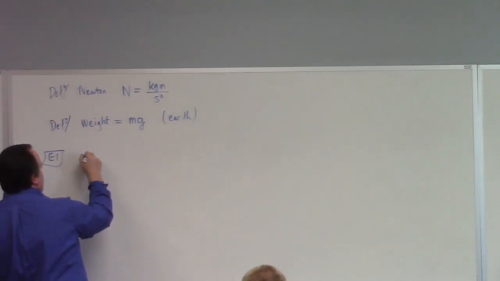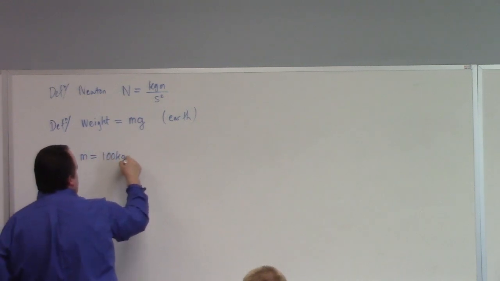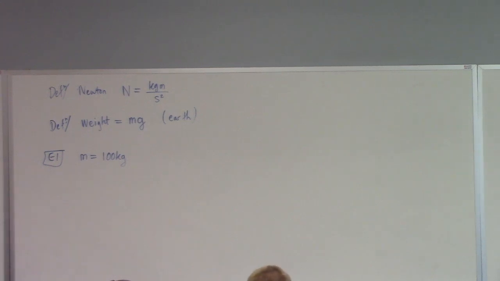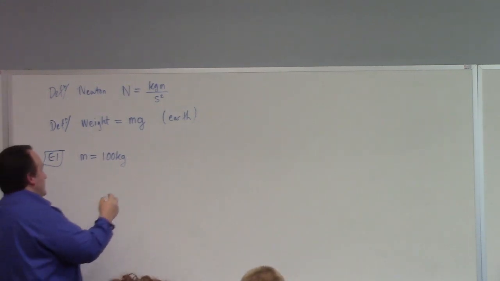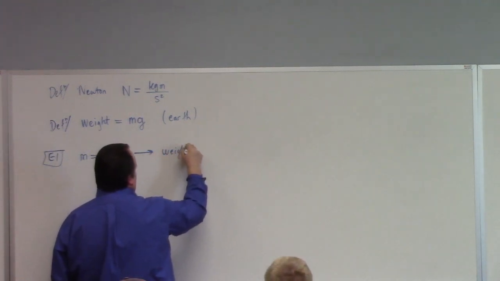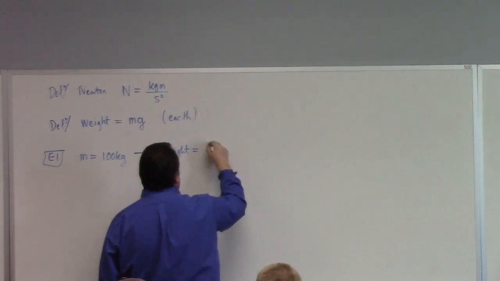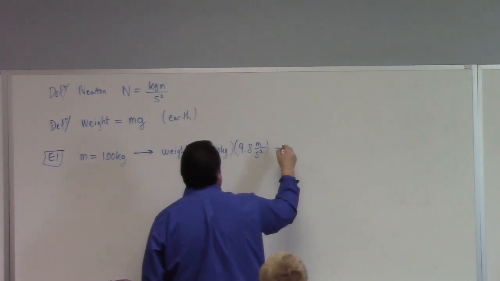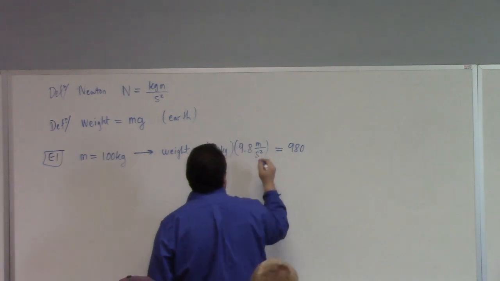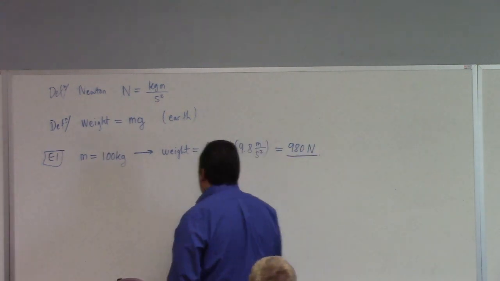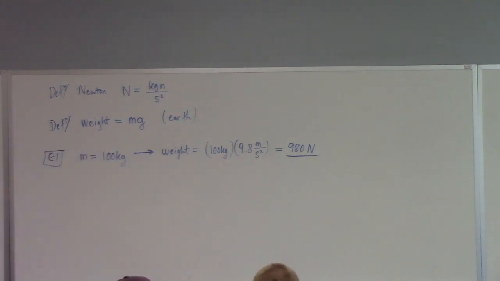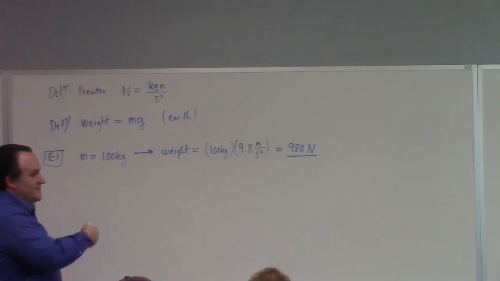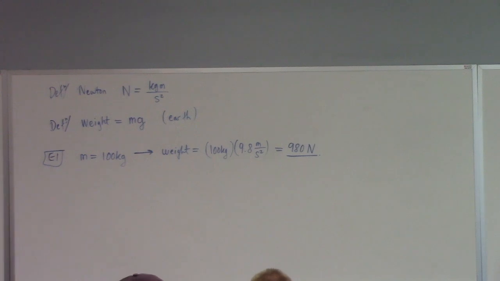suppose you have mass equal to 100 kilograms. It's a relatively big dude, right? So what's the weight? 100 kilograms times what? 9.8 meters per second squared. What you got? Looks like 980 kilogram meters per second squared, also known as newtons. All right. So the weight of a buff adult male or a fat one, about 1,000 newtons, just to give you a gauge of how much a newton is.